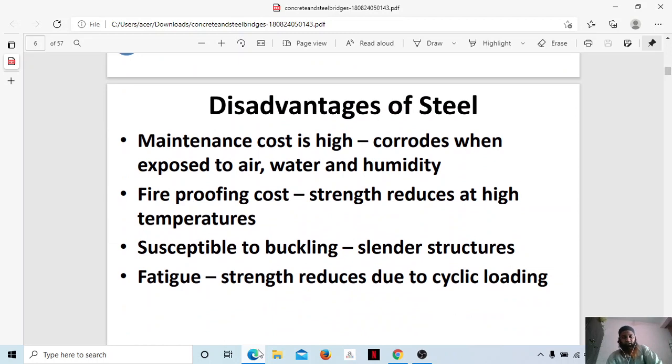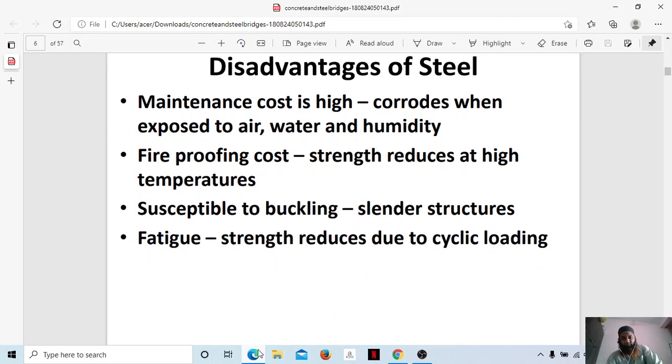So what are the disadvantages? See, why don't we adopt steel construction or steel bridges everywhere? There are some disadvantages related to steel. Maintenance cost is very high, as steel corrodes when exposed to air, water, and humidity. So this is the biggest problem. Maintenance is very high, as steel corrodes very easily when exposed to air, water, and humidity.